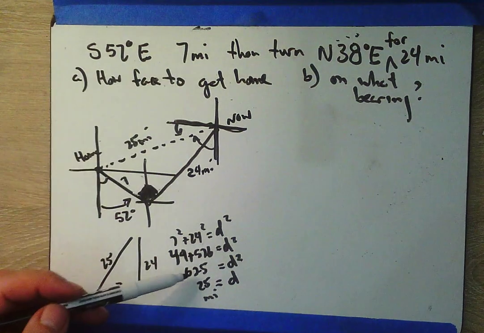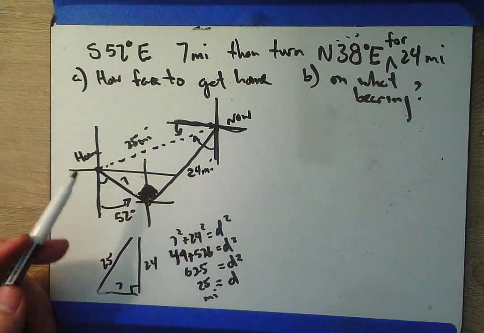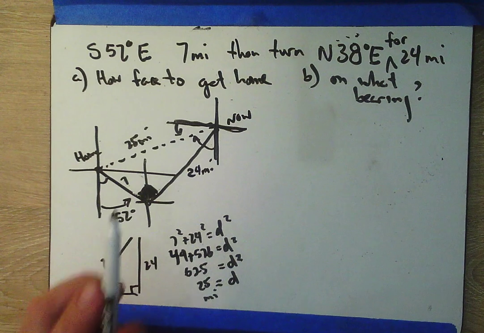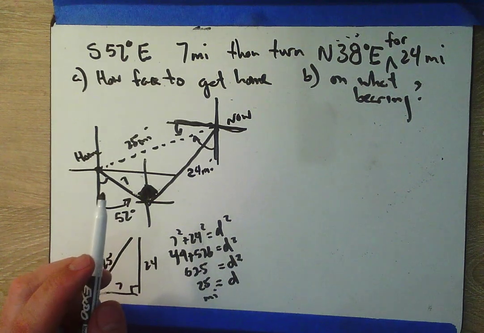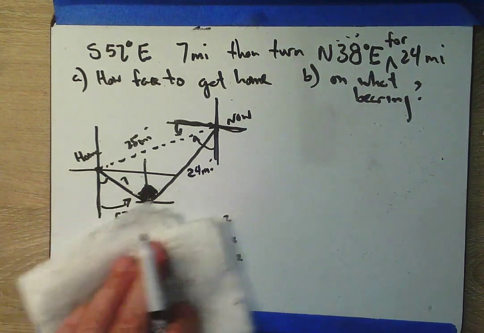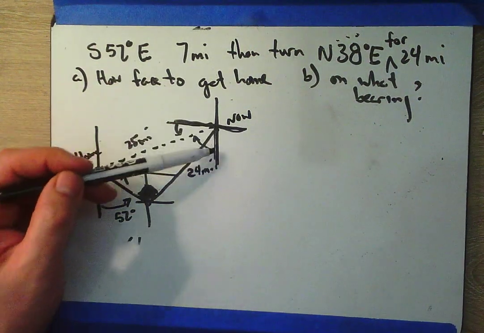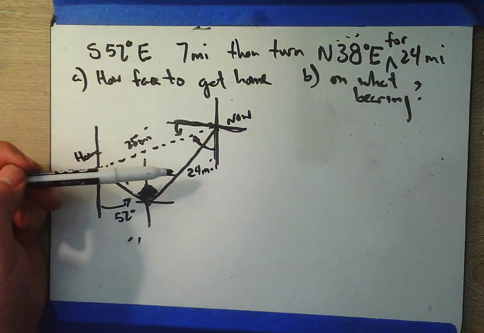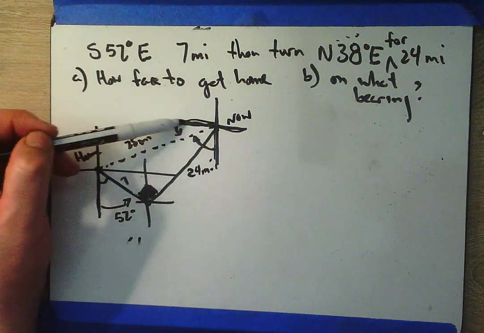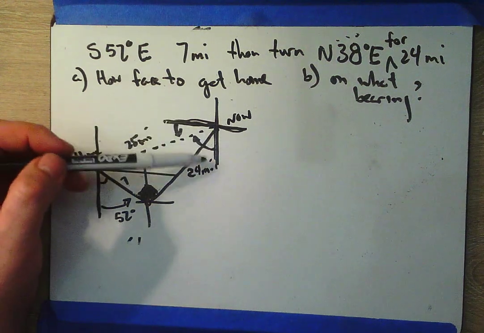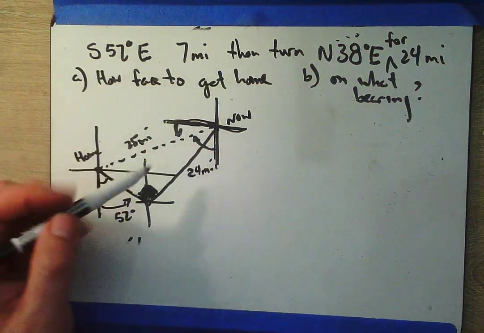How far to get back home will always be this Pythagorean theorem. Sometimes it'll even be a Pythagorean triple. Now what bearing? Well, this is a little more complicated. We're either going to head south this many degrees west, or we're going to head west this many degrees south. And I feel like I don't have enough information over here.